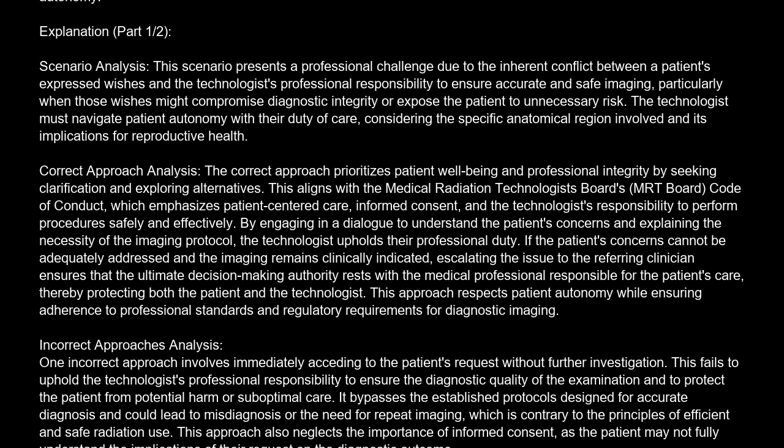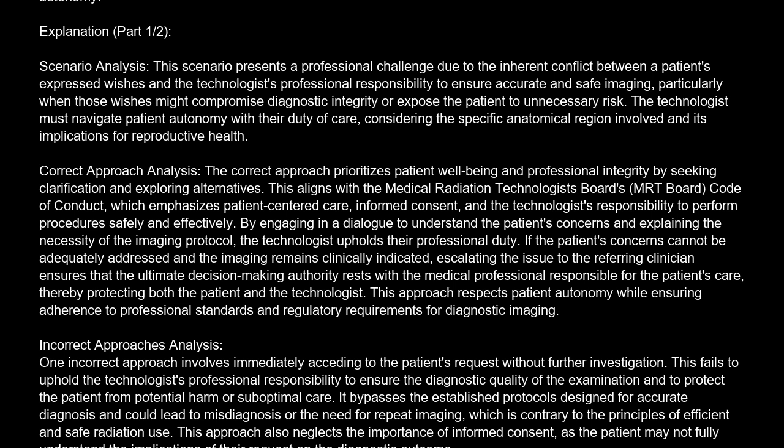Explanation. Scenario analysis. This scenario presents a professional challenge due to the inherent conflict between a patient's expressed wishes and the technologist's professional responsibility to ensure accurate and safe imaging, particularly when those wishes might compromise diagnostic integrity or expose the patient to unnecessary risk. The technologist must navigate patient autonomy with their duty of care, considering the specific anatomical region involved and its implications for reproductive health. Correct approach analysis.